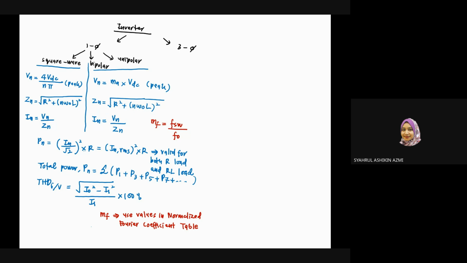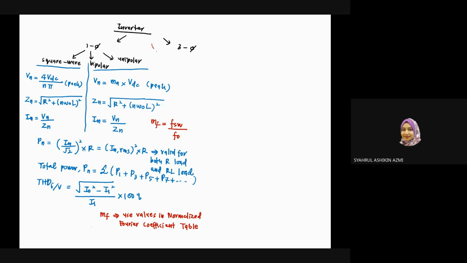You need to find the THD, the power, and you need to use the information from the normalized Fourier coefficient table for bipolar and unipolar. So these are the things that you need to make sure you are familiar with, and you'll be able to solve using the equation here. And you can always refer to the examples that have been given in the lecture notes. So basically we covered all of this.